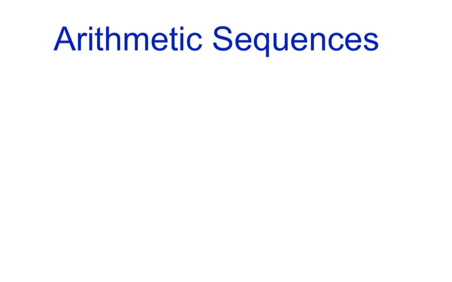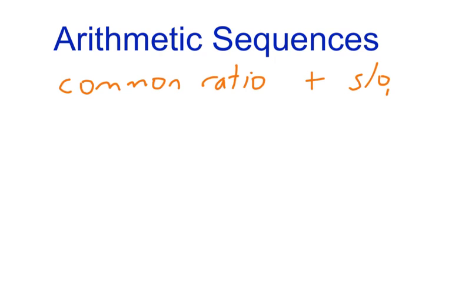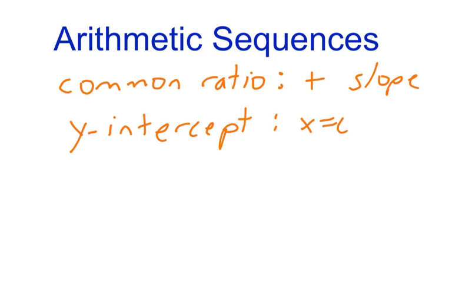Alright, let's take a look at arithmetic sequences. These are sequences that have a common ratio. This is what you add or subtract to the function, also known as the slope. Then the other thing in an arithmetic sequence is going to be the starting term, or actually the y-intercept. And this is when x equals 0, or it's your zero term.